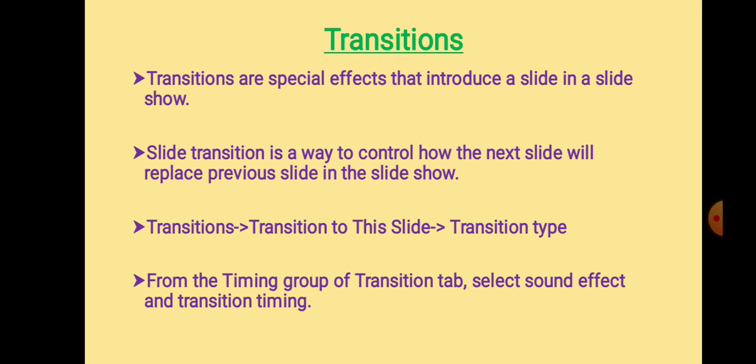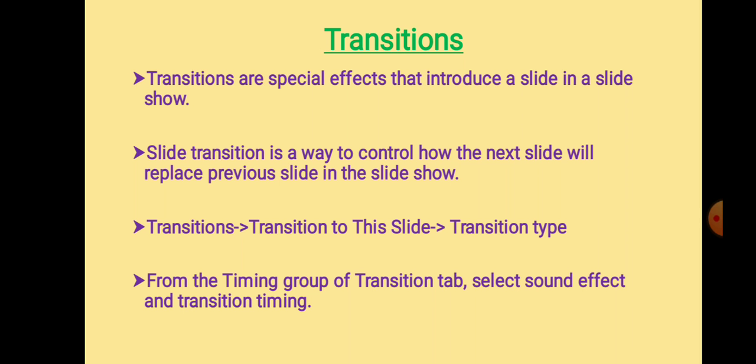How will you set a transition type to a slide? First you have to select the transition tab and you have to select the transition type from the transition to this slide group. I repeat, to set a transition type to a slide, first you need to select the transition tab, then you have to select the transition type from the transition to this slide group.